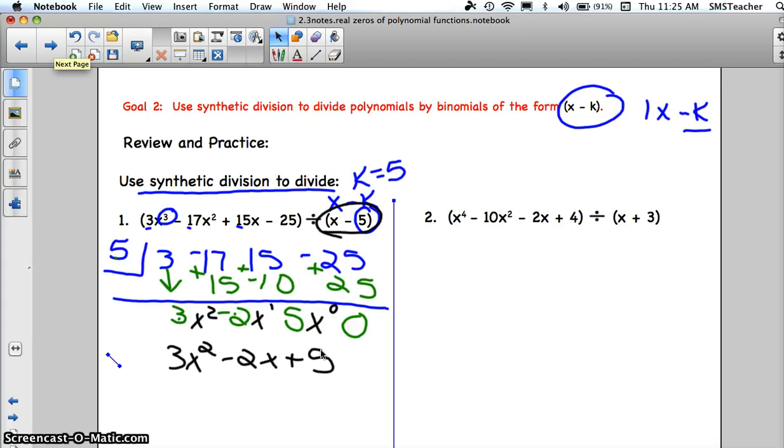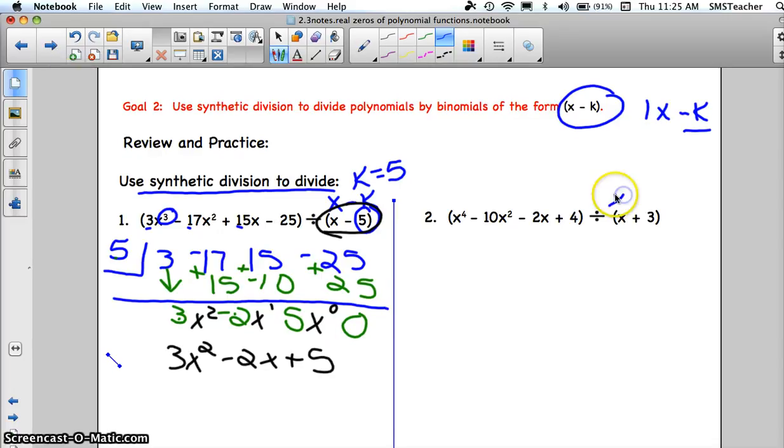Would you please pause the video and complete number 2? Once you've practiced number 2, come back and check your answer. Now that you've completed and checked number 2, let me go through it with you so you can check.